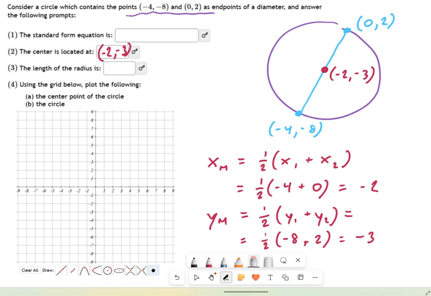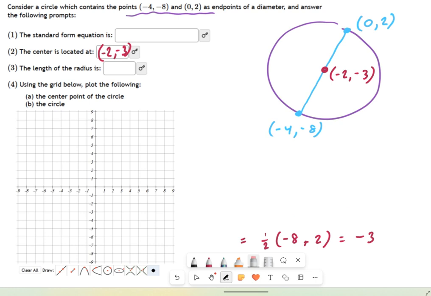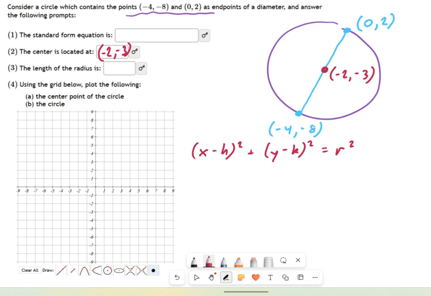Now, just in the interest of making some room, I'm going to wipe that out. If you still need those, just scroll back a little bit in the video. And now, if you remember, standard form of a circle is (x minus h) squared plus (y minus k) squared equals r squared. Well, I have h, I have k. All I need now is r. So we're going to have to go through a little bit of work to find r, but it's not hard. All we have to know is the length of the diameter, and then we'll be able to figure out the length of the radius just by cutting it in half.